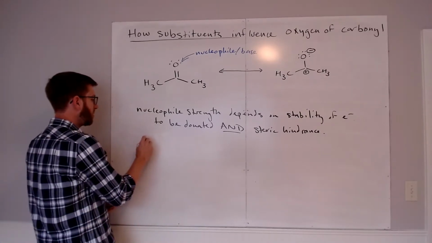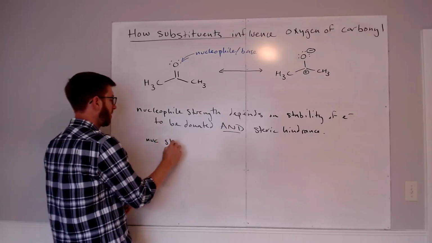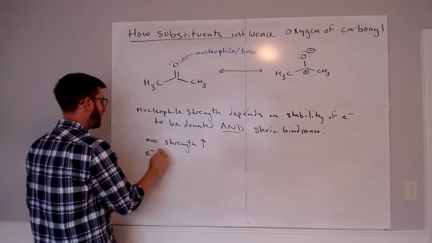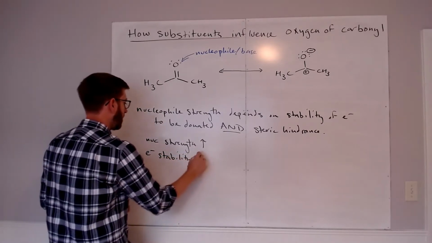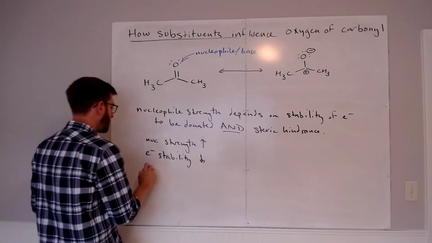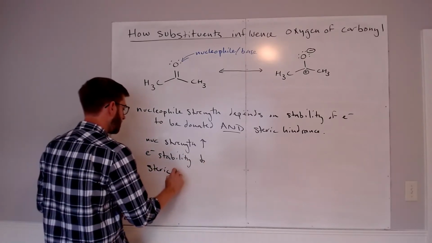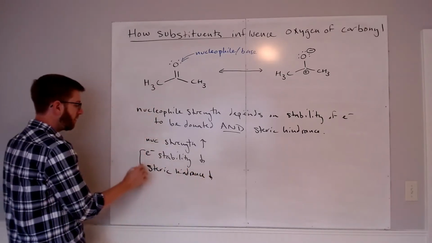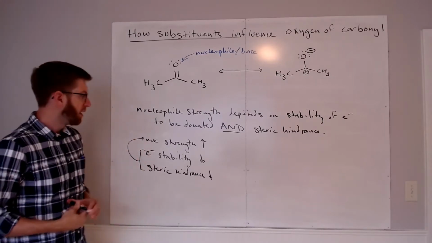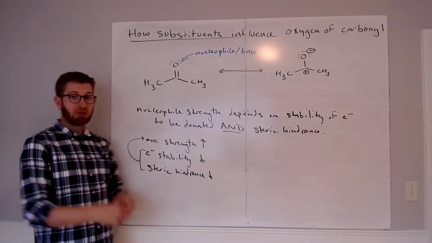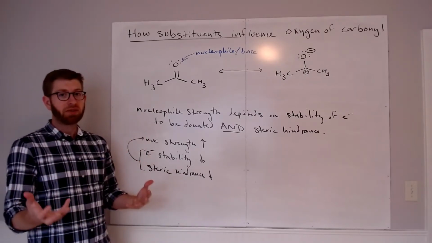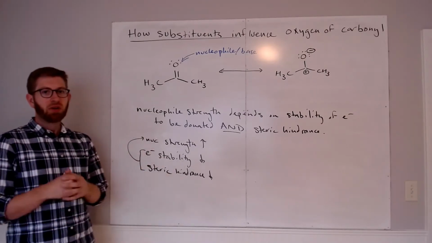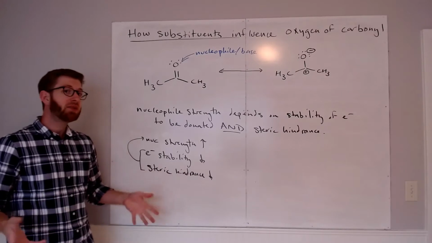So what we can say is nucleophile strength, I'm going to abbreviate it as nuc strength, goes up as our electron stability is decreasing, and our steric hindrance is also decreasing. So these two factors drive nucleophile strength. If I make my electrons really unstable and really exposed, I'm going to have an amazing nucleophile. If I have really stabilized electrons that are buried inside of a structure, basically I would expect to have no kind of reactivity happening at that site.